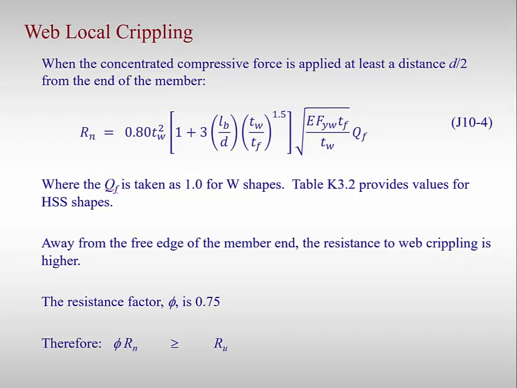Shown is the formula used to determine the nominal resistance when the concentrated compressive force is located at least a distance of half the section depth away from the end of the member. Note the bearing length term in the equation. For web local crippling, a resistance factor of 0.75 is used, reflecting the increased uncertainty in the calculation of web crippling versus web yielding, which uses a factor of 1.